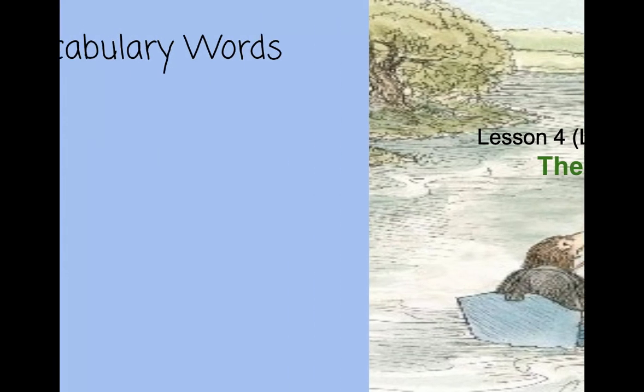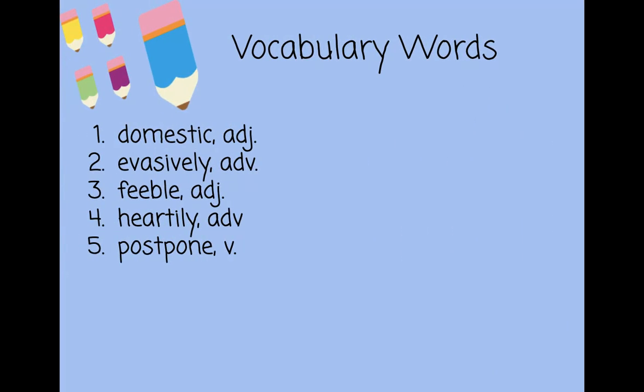The first thing we want to do is look at our vocabulary words that are included in today's story. The first word is domestic. It's an adjective meaning relating to a house or household items. The second word is evasively. It's an adverb meaning not entirely truthful or direct in order to avoid something unpleasant.